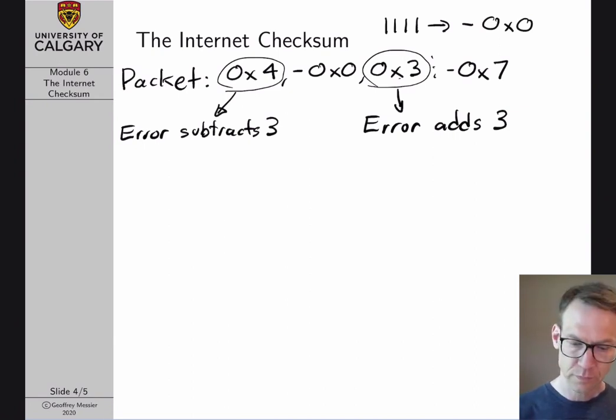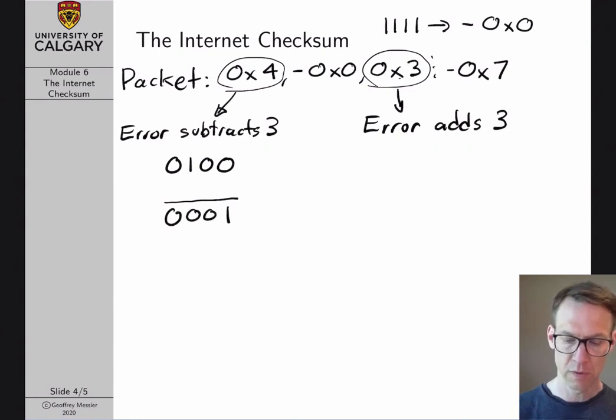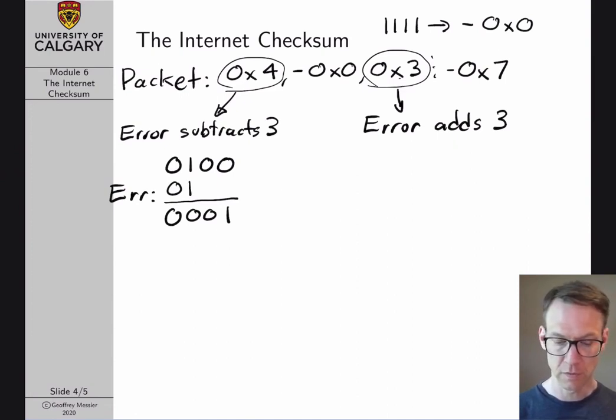And so we know that we're starting with a nibble that's equal to 0100. We know that if we're subtracting 3, we need to end up with a value of 0001, or 1, obviously. So the error pattern that gets us there is basically one that flips the second bit and also flips the last bit.